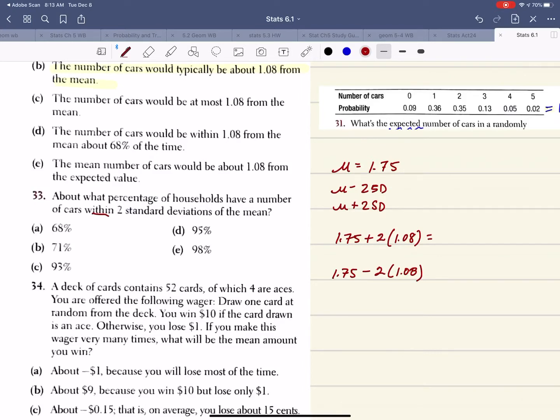So let's just calculate this. All right, and here I'm subtracting 2.16.